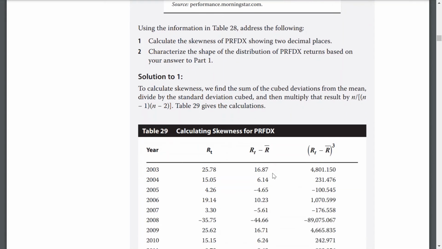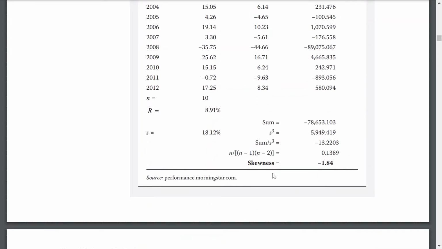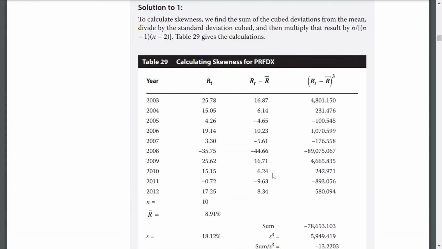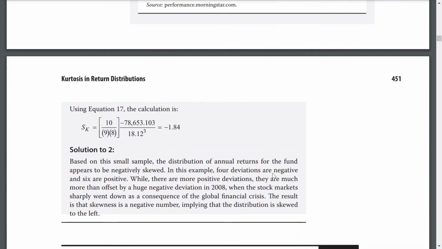Solution to 1, calculate the skewness. We find the sum of the cubed deviations from the mean divided by the standard deviation cubed, and then multiply the result by n divided by (n minus 1) multiplied by (n minus 2). Table 29 gives the calculations. So these are the calculations, and the skewness is negative 1.84. So literally you just have to remember the formula, know how to calculate it using your calculator, and get the answers. Using equation 17, the calculation is this.